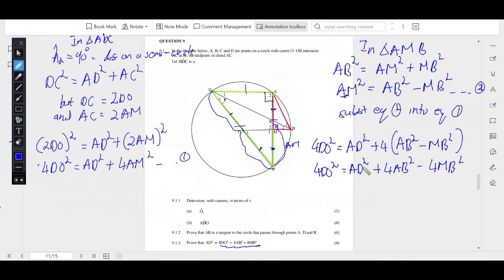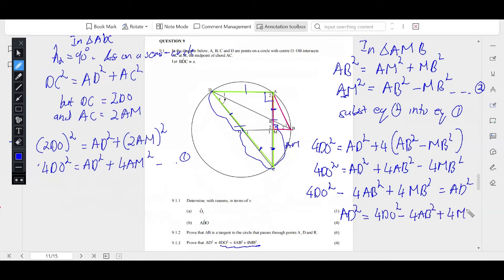Right. But then remember, I have to make AD squared the subject of the formula. So I can take all this over to this side. That's 4DO squared minus 4AB squared plus 4MB squared is equal to AD squared. So on the right, I'm only left with AD squared. Now I can rearrange this and swap this, so it's AD squared is equal to 4DO squared minus 4AB squared plus 4MB squared, which you can check, it's now exactly what I'm given here. So voila, 4 marks for that. That's how you were supposed to do that one.